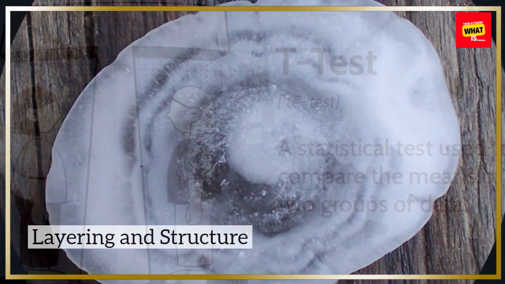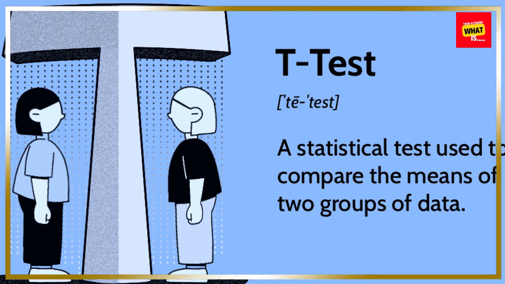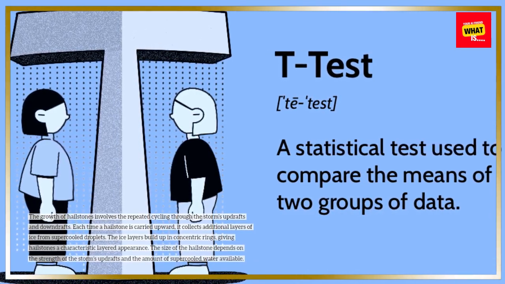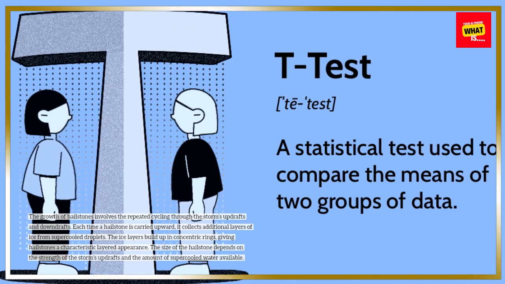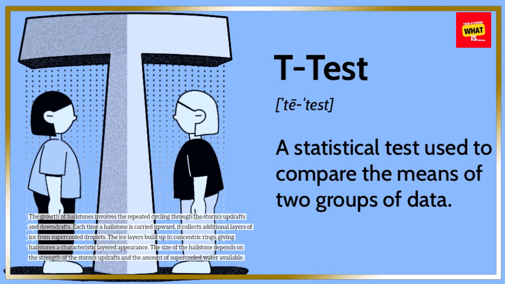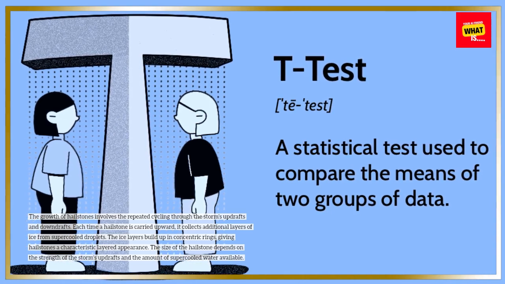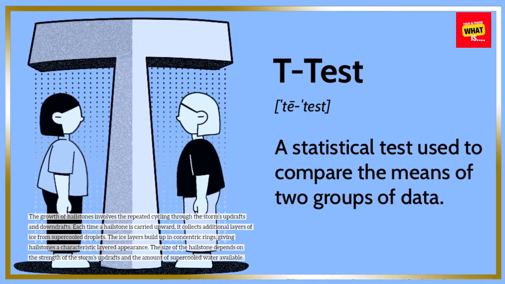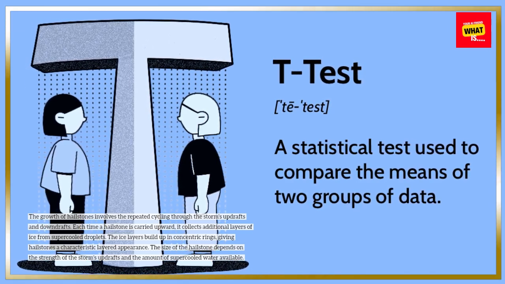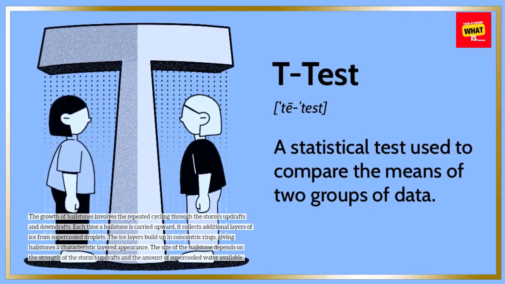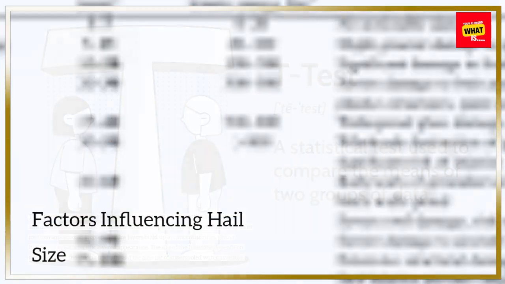Layering and structure. The growth of hailstones involves the repeated cycling through the storm's updrafts and downdrafts. Each time a hailstone is carried upward, it collects additional layers of ice from supercooled droplets. The ice layers build up in concentric rings, giving hailstones a characteristic layered appearance. The size of the hailstone depends on the strength of the storm's updrafts and the amount of supercooled water available.